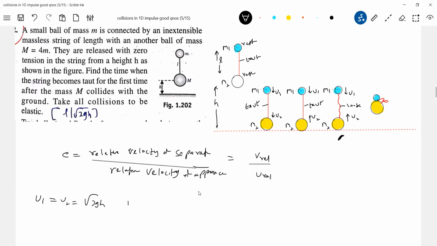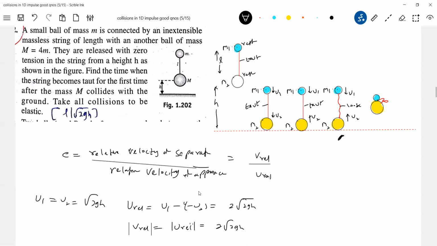U relative should be u1 minus u2. So there should be 2 root 2gh, and the magnitude of that. So when the string is just taut, so this is what happens here.